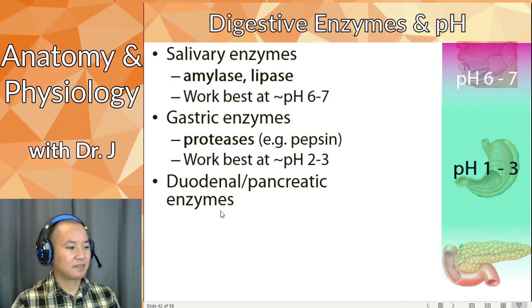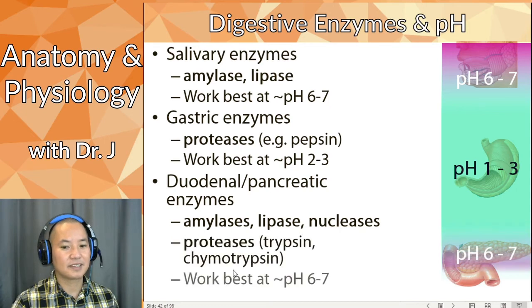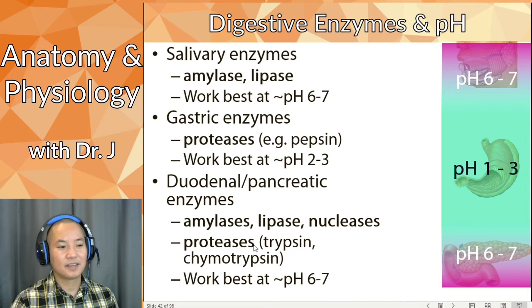Now, duodenal and pancreatic enzymes are not going to function at very acidic pHs. They're going to function better at the natural pH of the duodenum. So pancreatic amylases, lipases, proteases, nucleases are going to work best at pH 6 to 7. So again, relatively basic compared to gastric acid in the mouth and duodenum. But yeah, the enzymes work best at the pH that they're being secreted at.